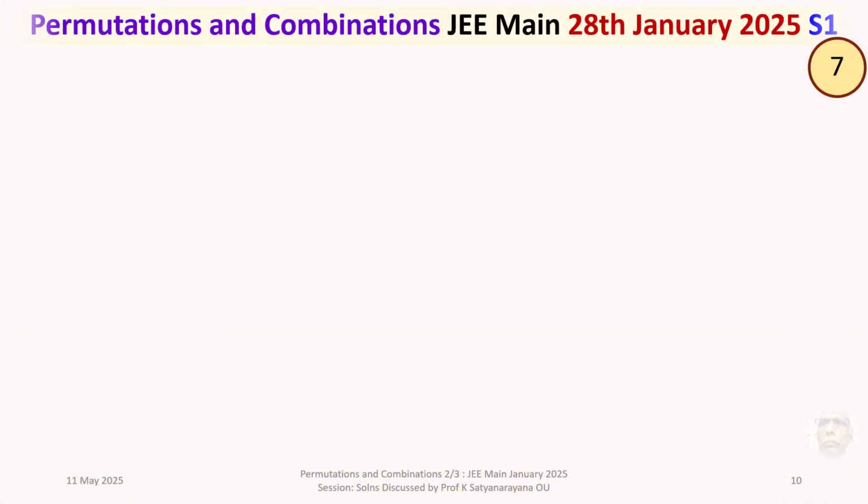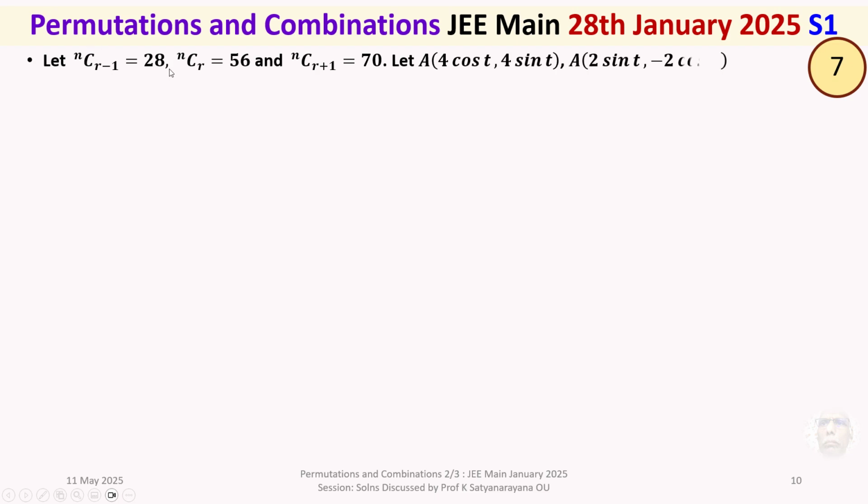Right. This question has appeared in the JEE Main exam held on 28th January 2025 in the first shift. The given question is: let nC(r-1) is 28, nCr is 56, nC(r+1) is 70. Let the coordinates of this vertex A be (4 cos t, -4 sin t), and this is B, there is a misprint, this is B, (2 sin t, -2 cos t).